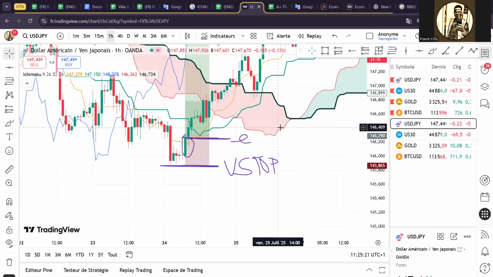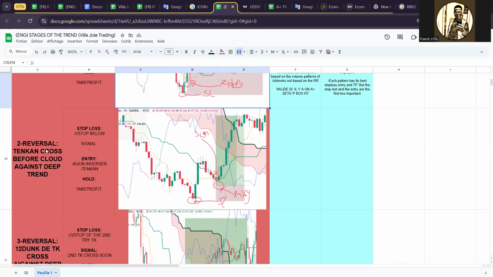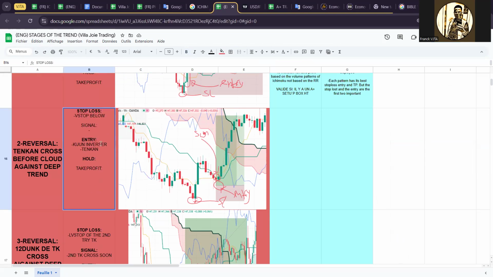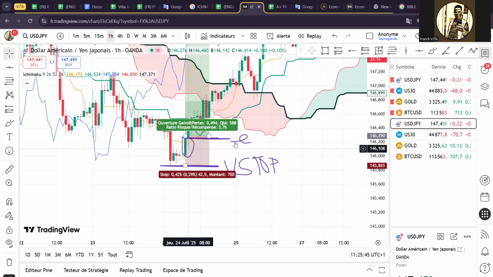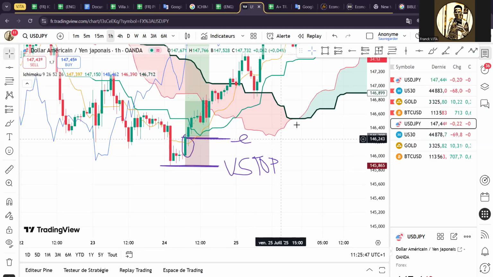Okay. Then after this phase, you now have the TK cross, the reversal too. The Tenkan cross before the cloud against the deep trend, and the entry will be the Kijun, the inverted Kijun, or the Tenkan, and the stop loss will be the V stop below Tenkan again. So let us take the next phase just right here.